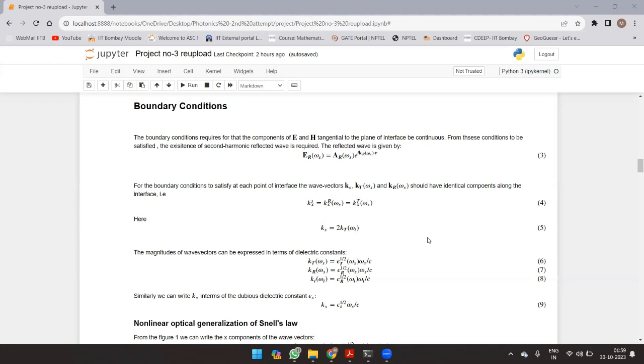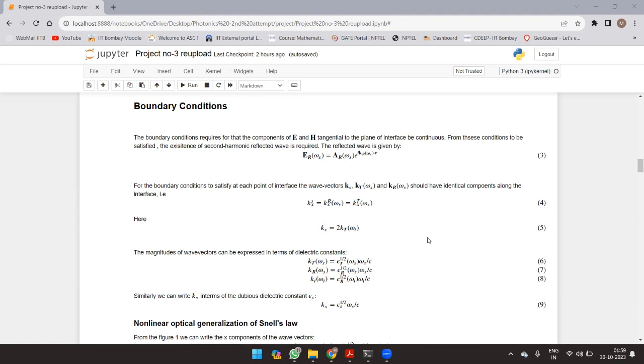After this, the existence of the second harmonic reflected wave should also be satisfied, and the equation for that is ER at omega s is AR at omega s into e to the power K R at omega s dot R. This should also be satisfied at the interface: the wave vectors Ks, Kt at omega s and Kr at omega s should have identical components along the interface.